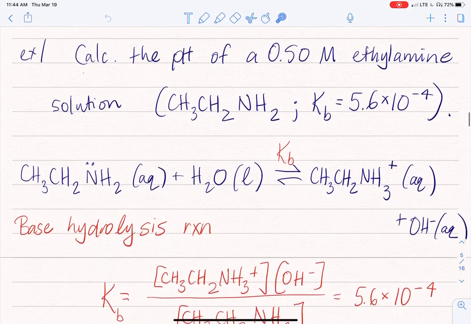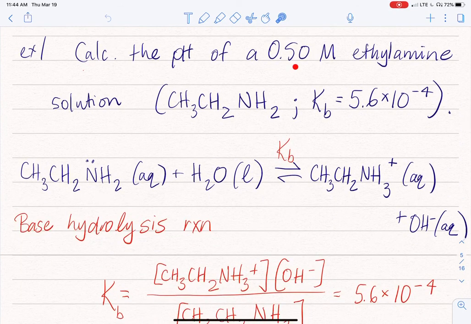So let's do an example where we calculate the pH of a 0.5 molar ethylamine solution. Ethylamine has this structure here, and I'm going to remind you that it has a lone pair on that nitrogen. The Kb of ethylamine is given as 5.6 times 10 to the minus 4. The first thing you want to do whenever you do a problem like this is to write the reaction for what happens when the base reacts with water. This is a classic base hydrolysis reaction.